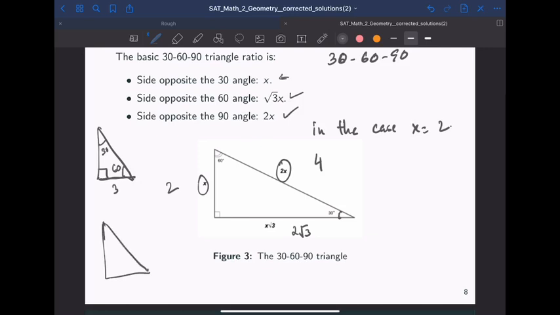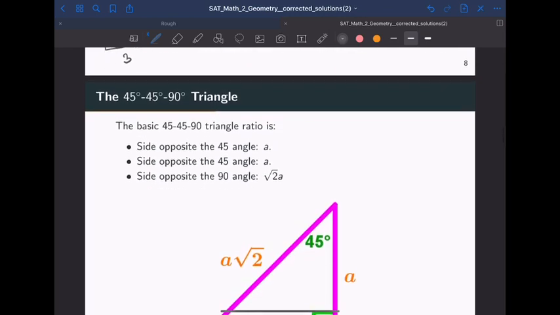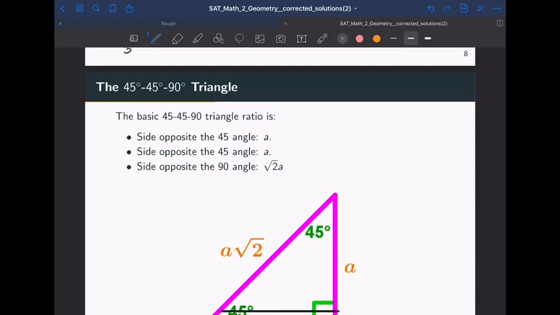Now another problem: I want you to pause the video, where you know the sides, but you don't know the angles. So I want you to figure out this side and these two angles, which is pretty obvious because this is a 30, 60, 90 triangle. So pause the video and identify that you know the 30, 60, 90 triangle. Familiarize yourself with it. So the next kind of special triangle is the 45, 45, 90 triangle.